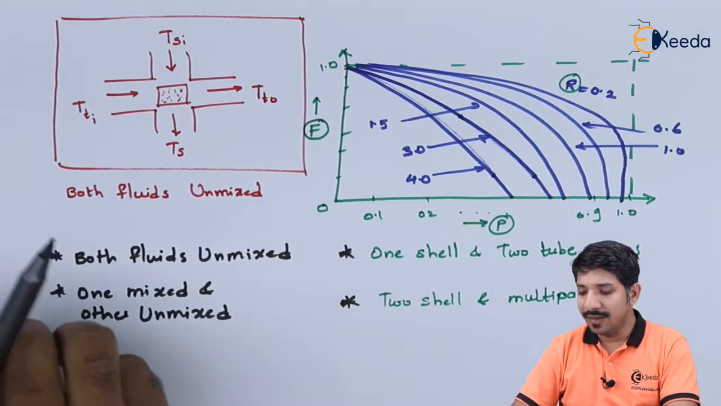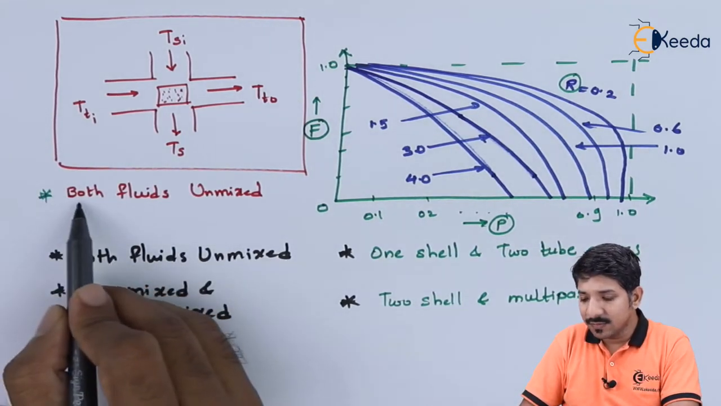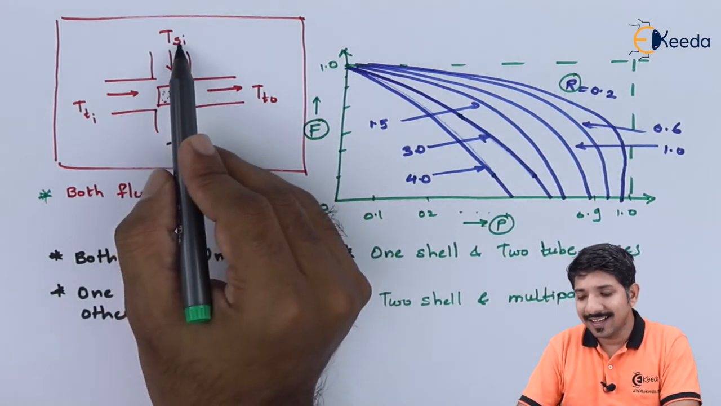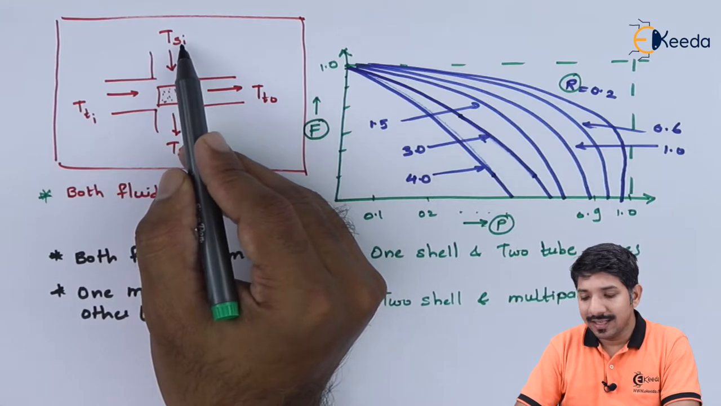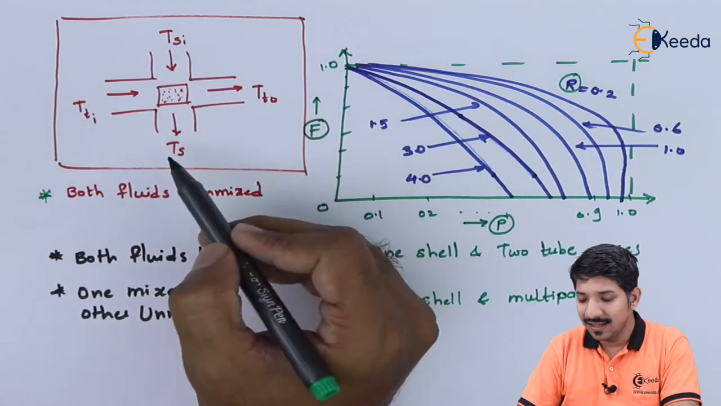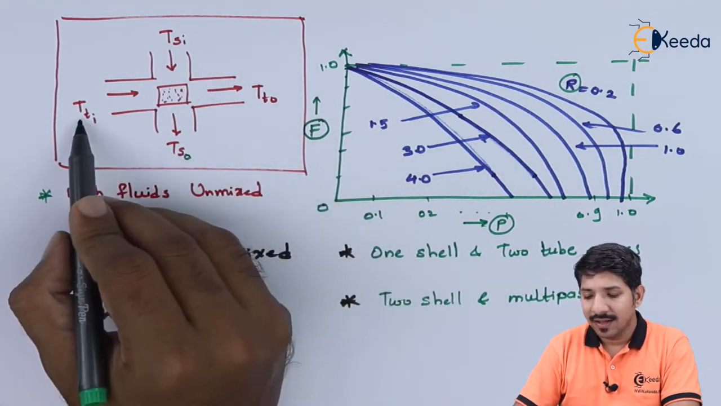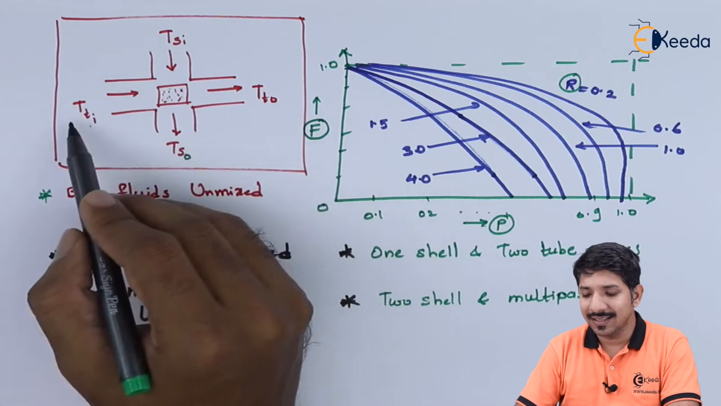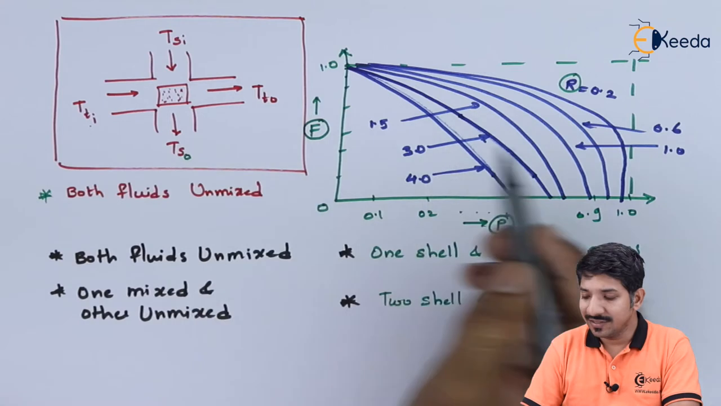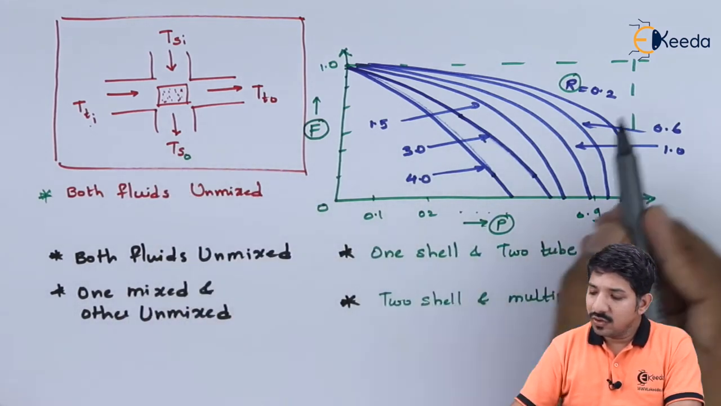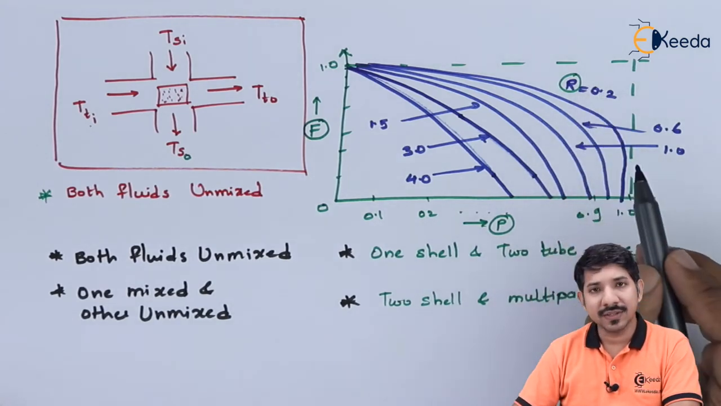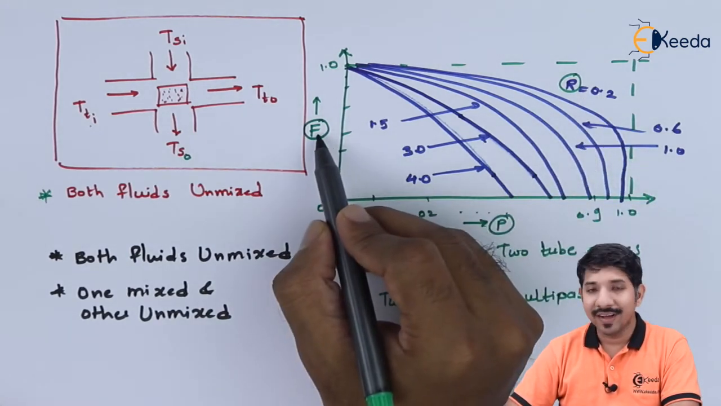So let us consider a similar case. Here in this case, we have considered both fluids unmixed. Let's say TSI is the inlet temperature of the fluid that is coming from the shell side, and so are TSO, TTI and TTO. These are the normal nomenclature that you can consider for these temperatures. So if I know the value of P and the value of R, that is the temperature ratio and the capacity ratio, I can straight away find out the value of F.